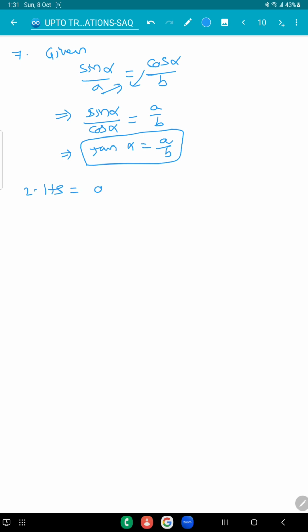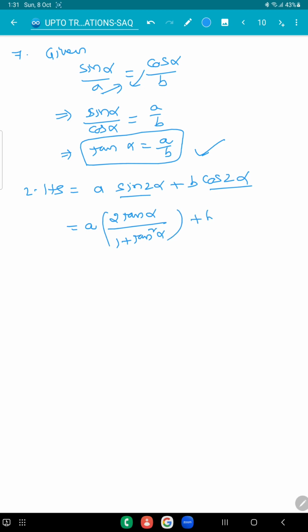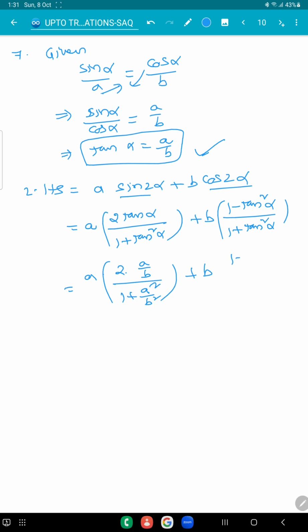LHS is considered. That is A sin 2 alpha plus B cos 2 alpha. As tan is known, we have to convert sin 2 alpha and cos 2 alpha in terms of tan. 2 tan alpha by 1 plus tan square alpha, and 1 minus tan square alpha by 1 plus tan square alpha. A into 2 into tan alpha, which is A by B, by 1 plus A square by B square, plus B into 1 minus A square by B square by 1 plus A square by B square.